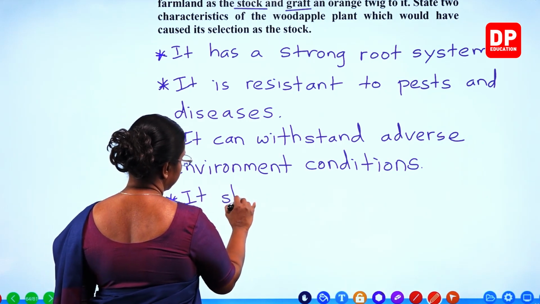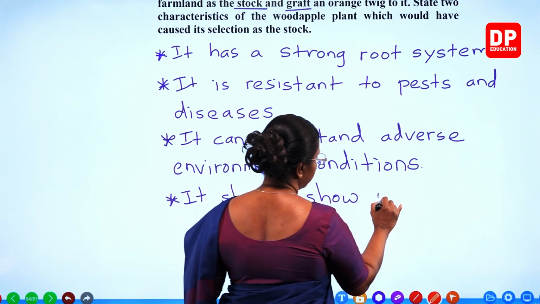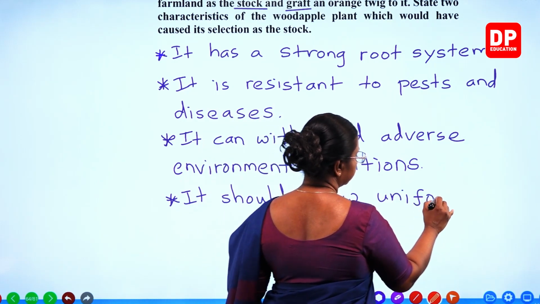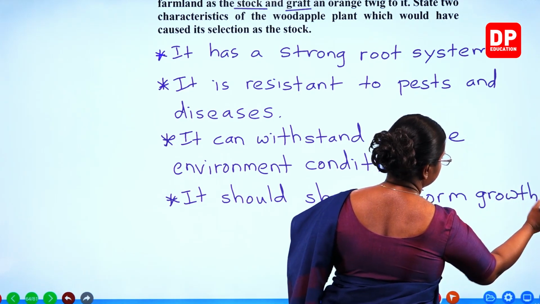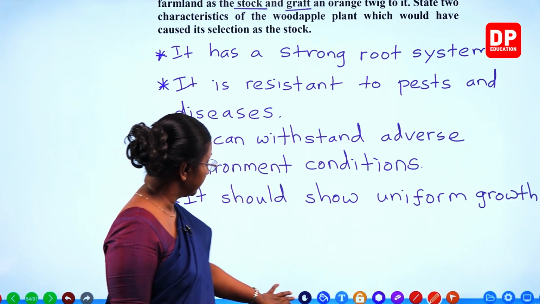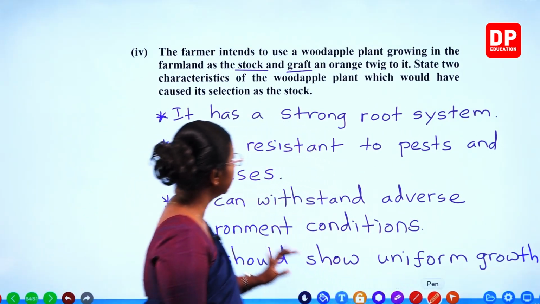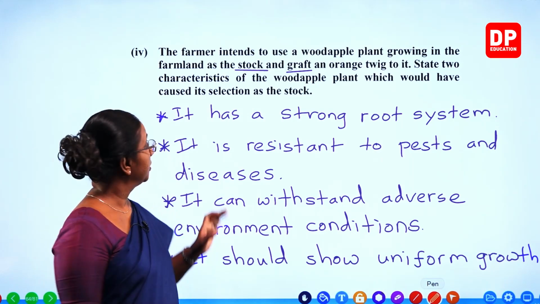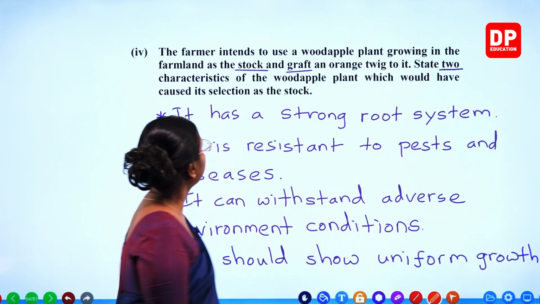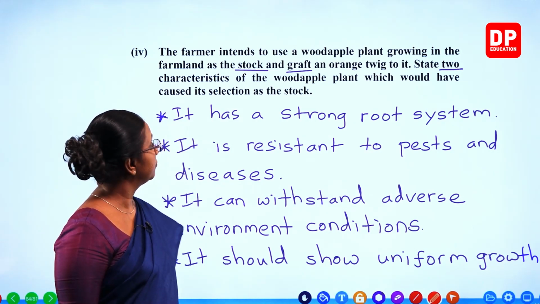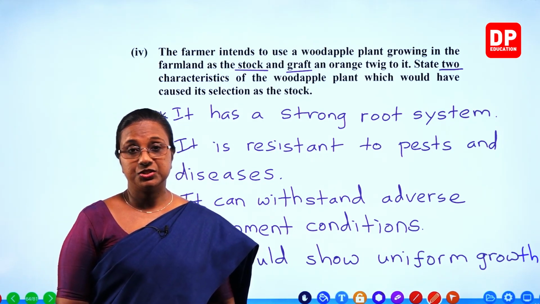It should show uniform growth. So these are different reasons why the wood apple plant would have been selected as the stock plant. So here you need to write two reasons, two characteristics of the wood apple plant which would have caused its selection as the stock. Is that clear, student?